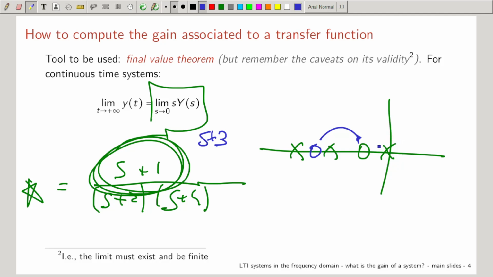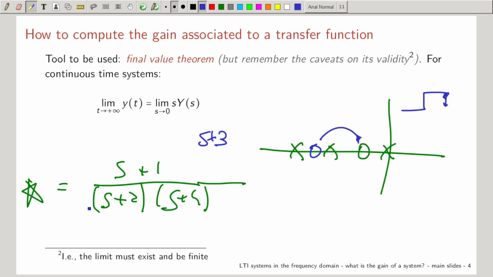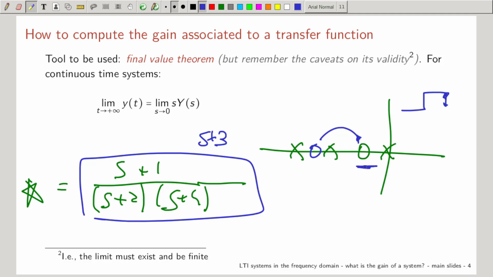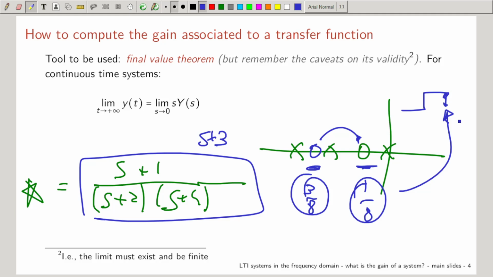The mode associated to this pole is in any case a step. The gain is going to be eventually the amplitude of this step. True? If we go computing via the final value theorem, in this situation, the gain is 1/8. In this situation, the gain was 3/8. Those ones are essentially the residuals associated to this pole. And by making the 0 get closer, the residual associated to that mode goes down. Do you see? Excellent.